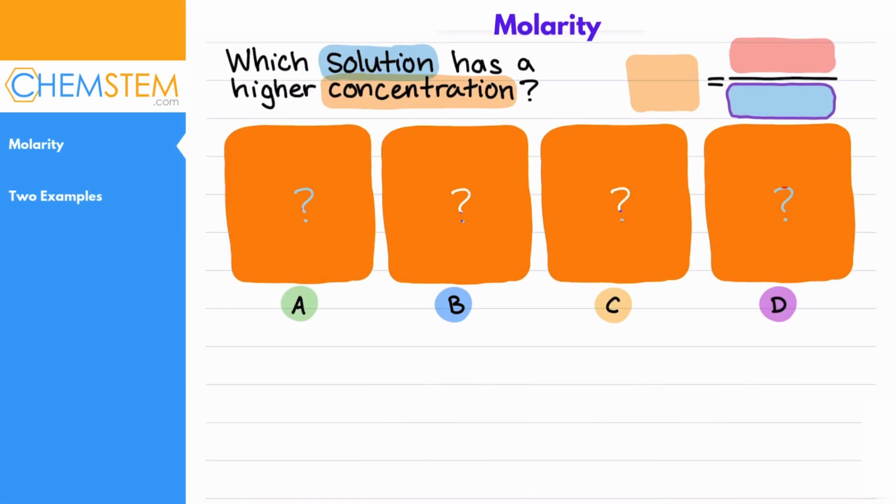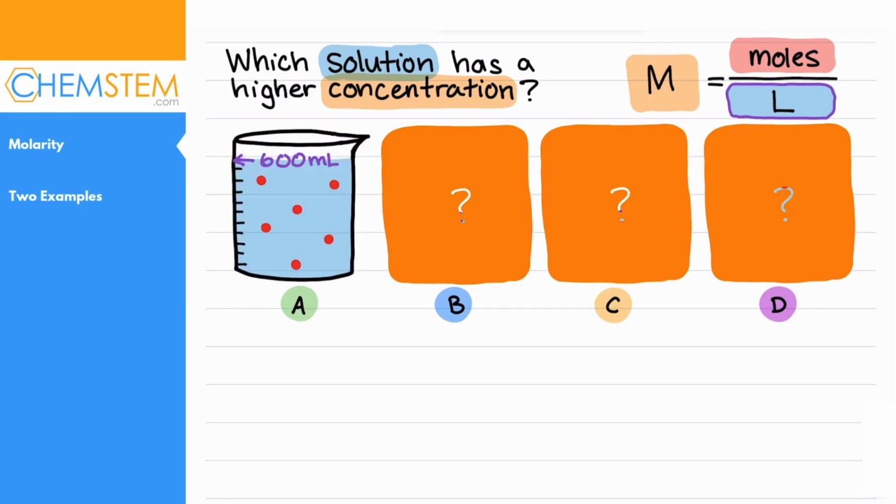Let's play a fun game I invented called Which Solution Has the Higher Concentration. In chemistry, when we're talking about concentration, we often talk about molarity, which is the unit's capital M. Molarity is the moles of the solute, which is whatever is dissolved into the solution, divided by the volume of the solution in liters.